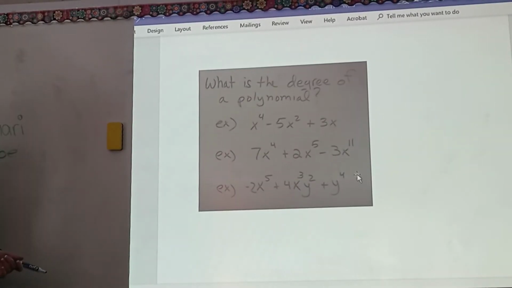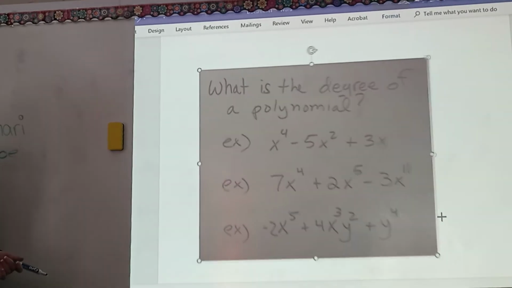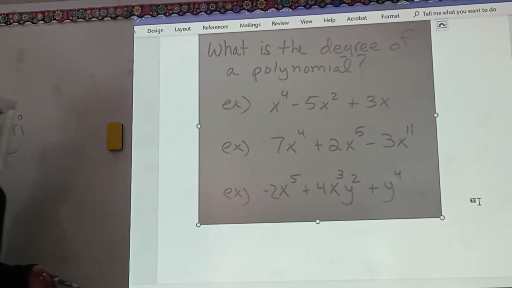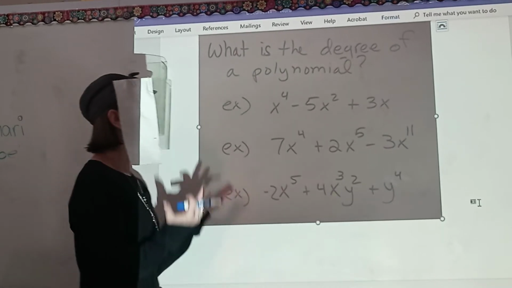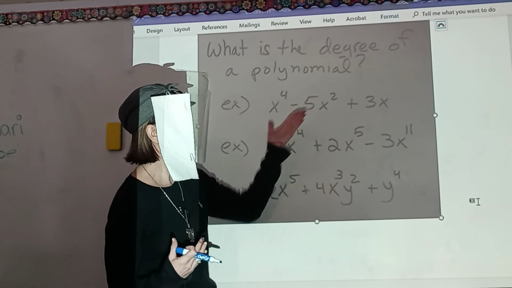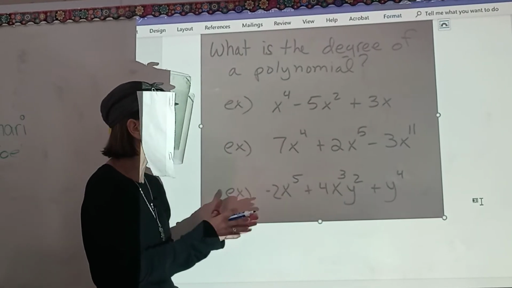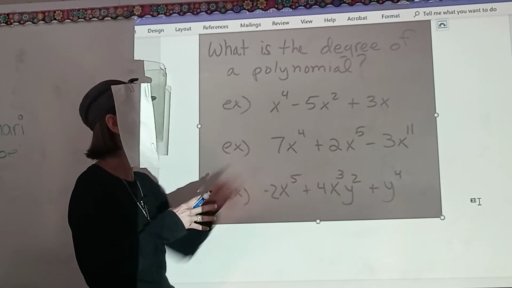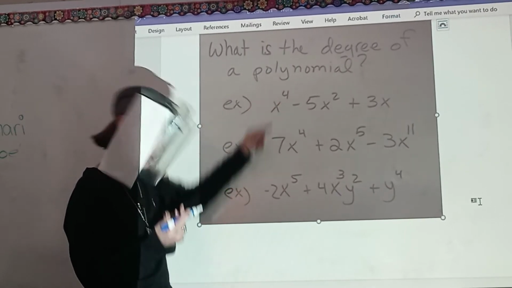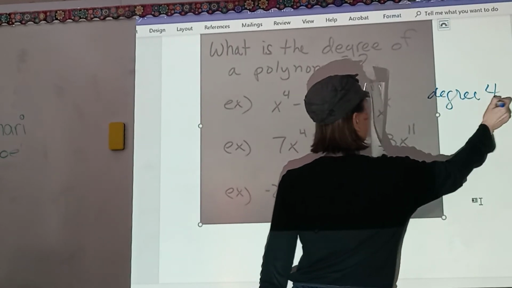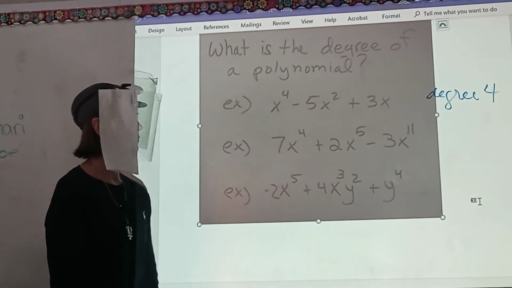Last example, just because I go above and beyond. What is the degree of these polynomials? Here's the first example. You have x to the 4th minus 5x squared plus 3x. What is the variable that has the highest exponent in this list? Right there, 4. So the degree is 4. Super easy.